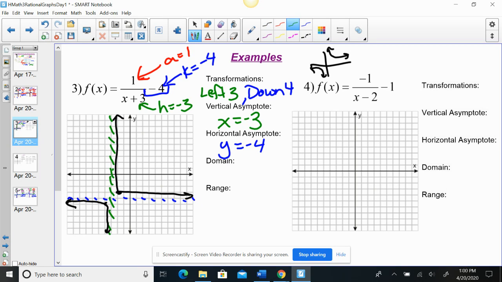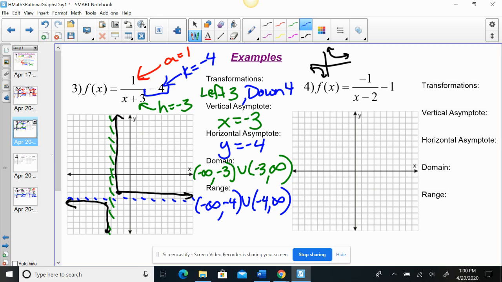Okay, so domain. Domain, I want to make sure I'm focused on my x-axis. Again, I want to go left to right. So this is going to skip over negative 3. So all real numbers except negative 3. My range is going to be all real numbers except negative 4. So there are those.